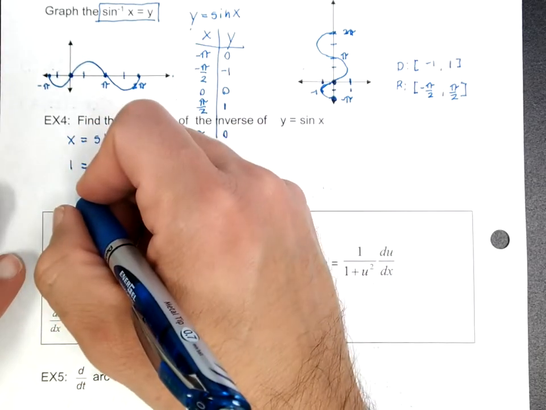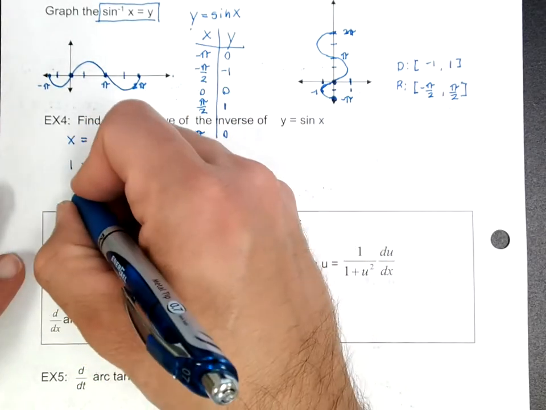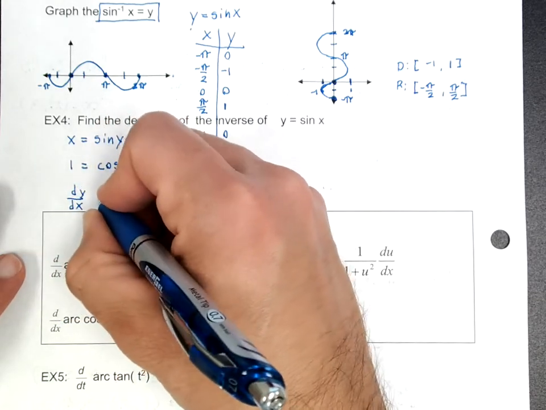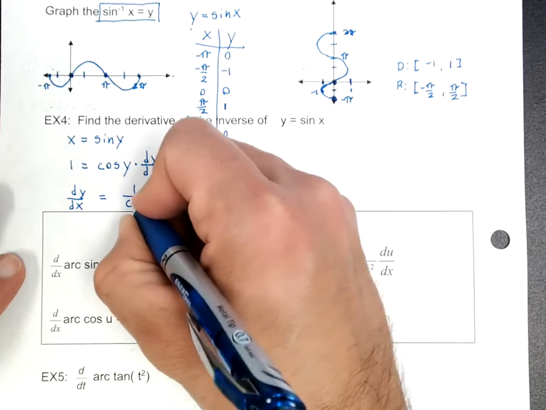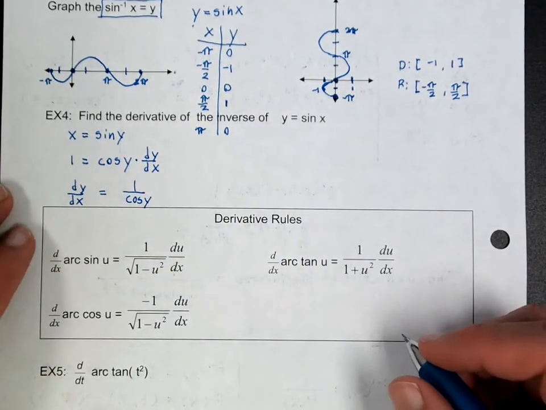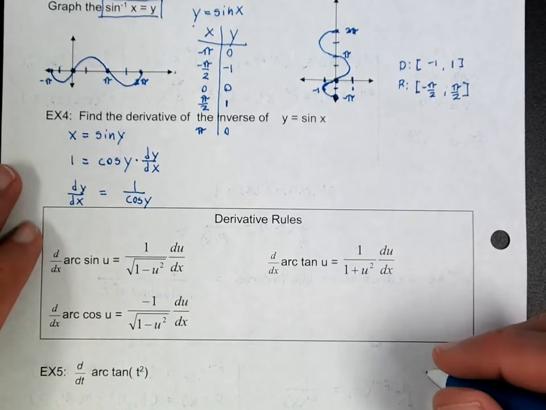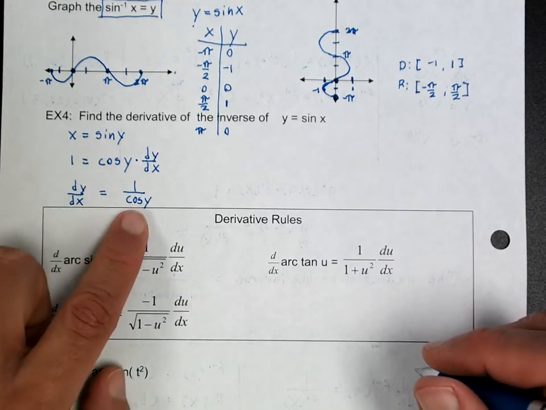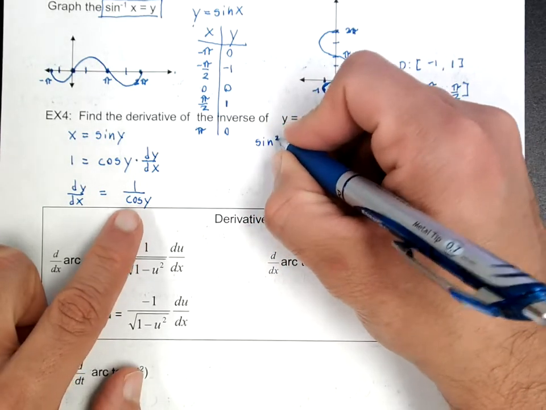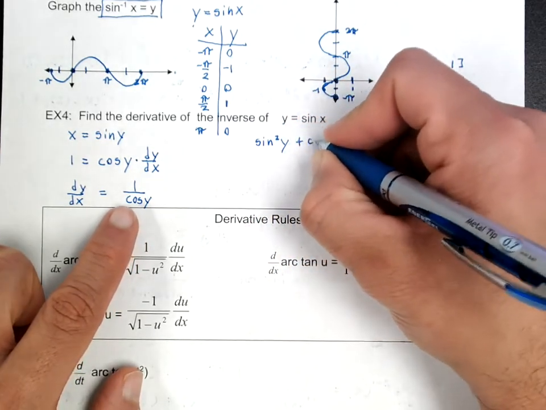Okay, so if I solve for dy/dx, I would get that dy/dx is equal to 1 over cosine of y. Alright, so this doesn't look like any of these, right? So if I want to get this in terms of x, one of the things I can do is use this trig identity.